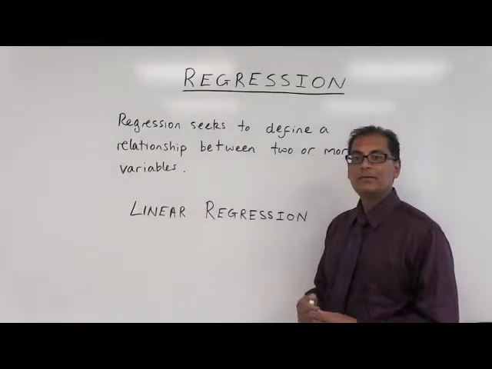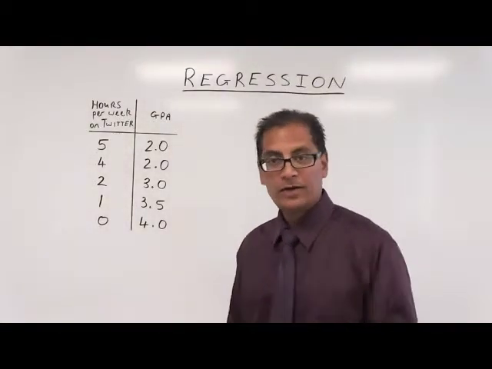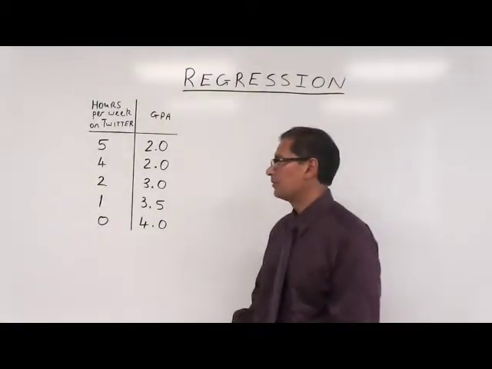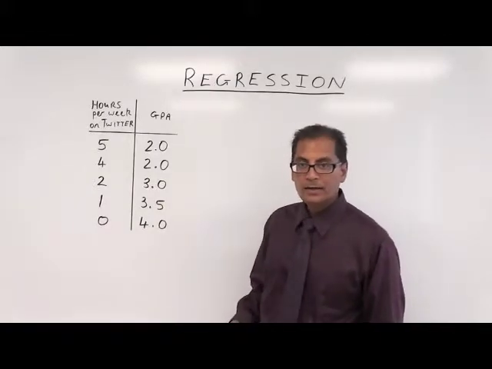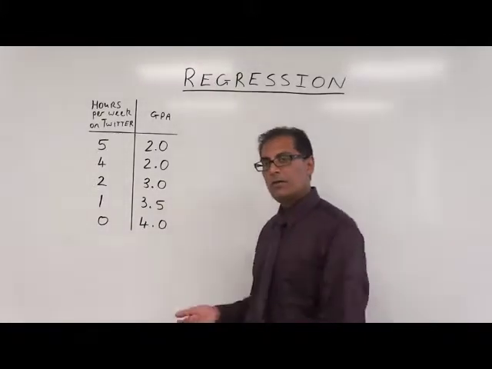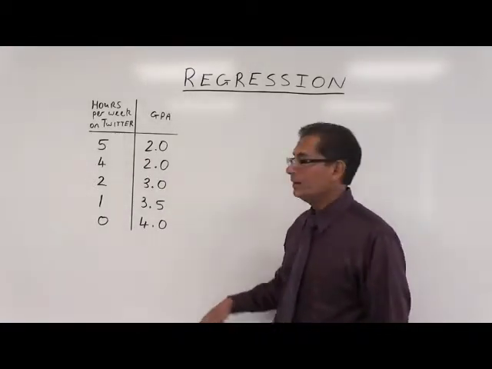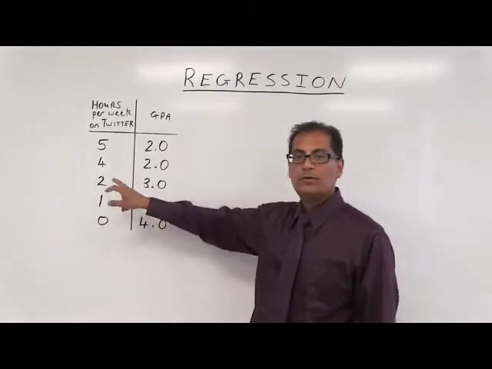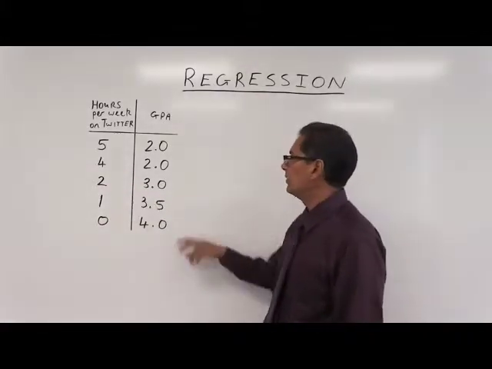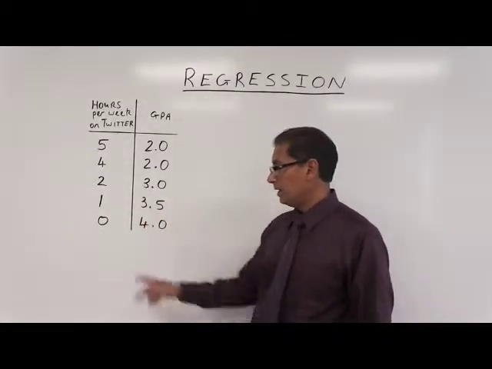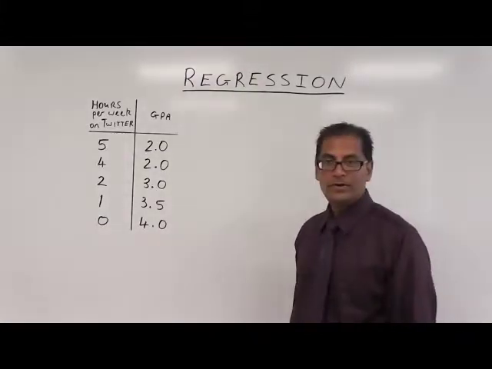So let's just take an example. Suppose I was to go across campus and survey 5 students and ask them 2 questions. First question is, how many hours do you spend on Twitter a week, and what's your GPA? And I got the following results. One student said they spent 5 hours a week on Twitter, and had a GPA of 2.0. One student spent 4 hours, GPA 2.0. One student 2 hours, 3.0. One student 1 hour, 3.5. And one student didn't spend any time on Twitter. They don't even have an account, and they had a 4.0 GPA.